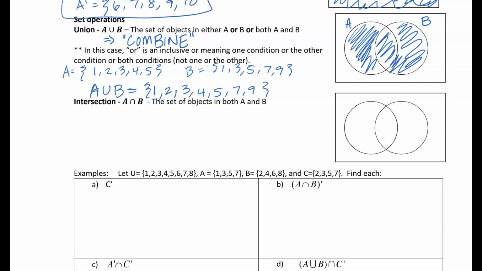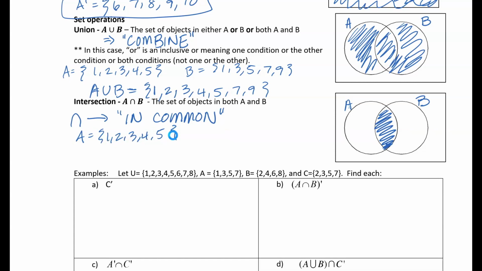Okay. Intersection, on the other hand, is a little bit more choosy. So intersection, which is the upside down U, I want you to think in common. So what do these sets have in common? And on the Venn diagram, that would be at the very middle where they overlap. If you wanted to write out the sets, which I think is really helpful, this is a way that I like to do it.